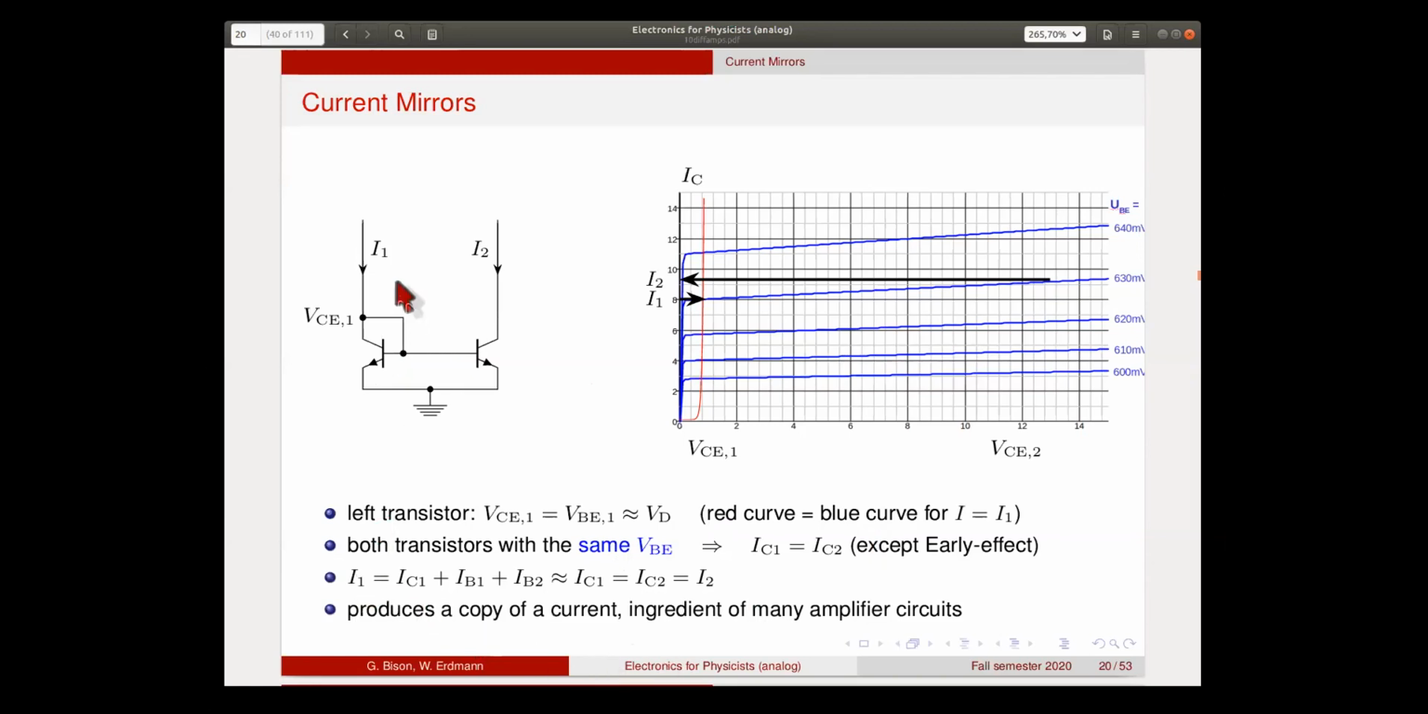So the base current that flows down here is a small contribution. If you neglect it, then you come to the conclusion that this current is always the same as that current. So what we've done here is we took a current 1 and produced a copy of it at the output of this current mirror. And this is indeed the ingredient of many amplifier circuits.